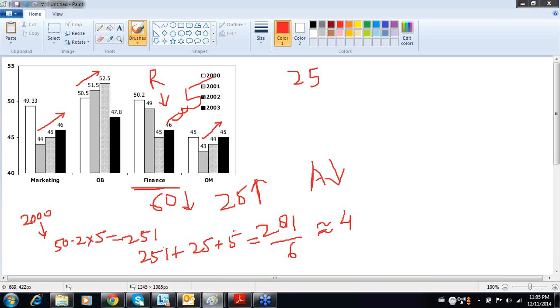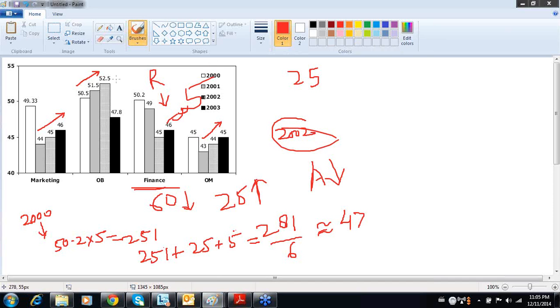It is given 49, so it will be 41, so it will be around 47, but here the average is given as 49. So in 2001 the person did not join. The new faculty joined in 2002. He did not join in 2001. Let me explain this once again.